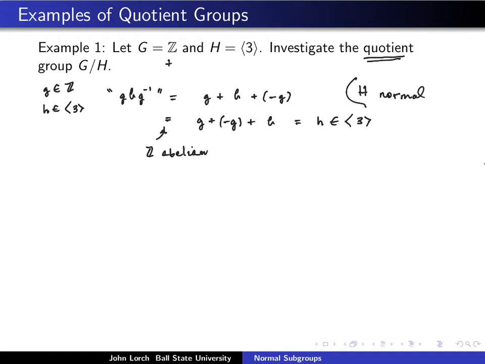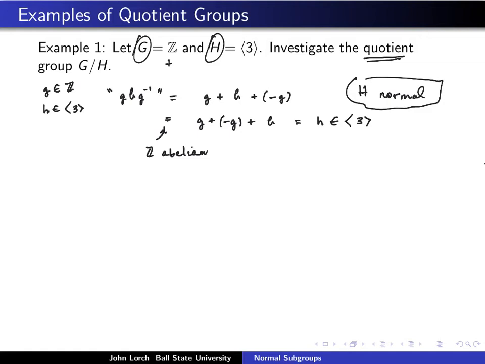Okay, the moral of this story is that if you start with any abelian group and look at any subgroup within that abelian group, then that subgroup is going to be normal. And so the quotient groups will always make sense when the larger group is abelian, because all of the subgroups are going to be normal.